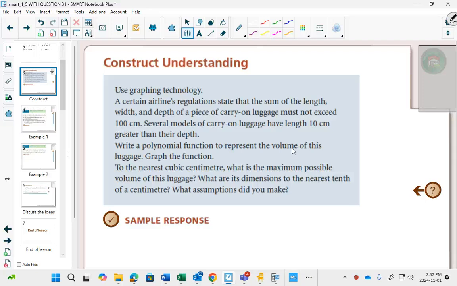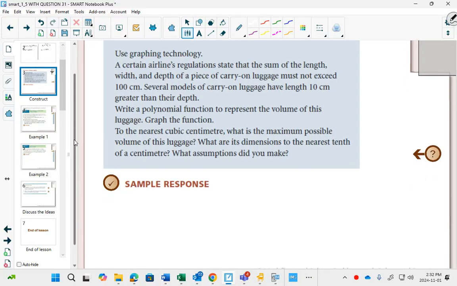And we're going to see how we can use what we already know about graphing and about polynomial functions and use some technology to solve these problems. What page? This is on page 57 at the bottom.